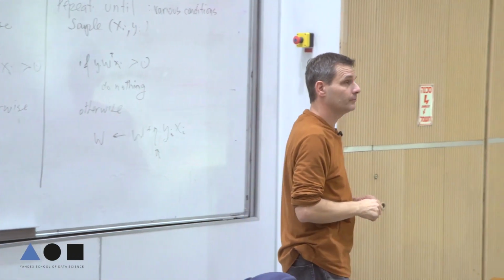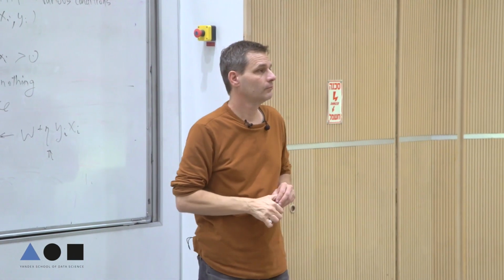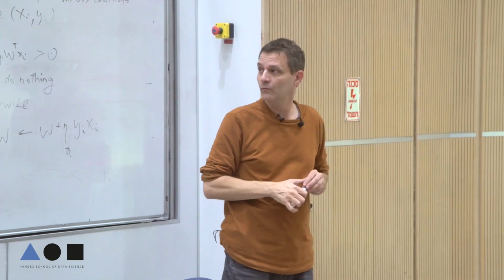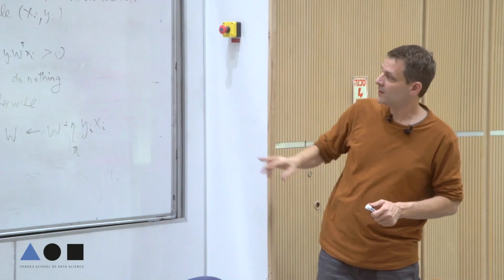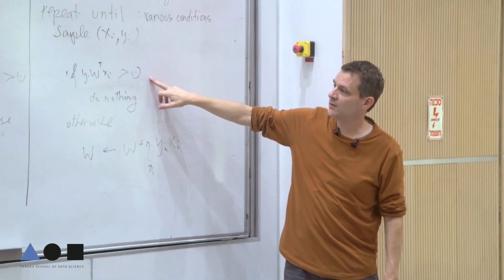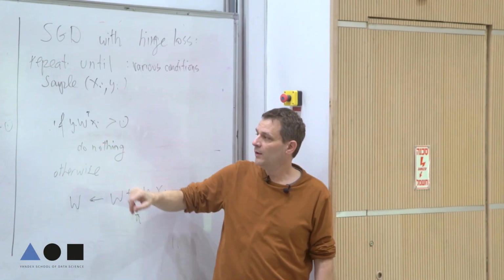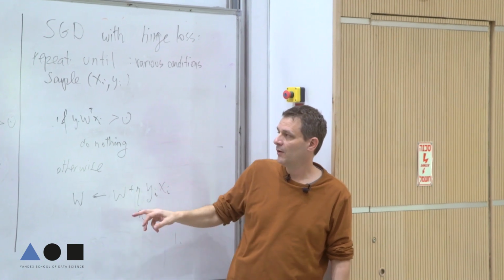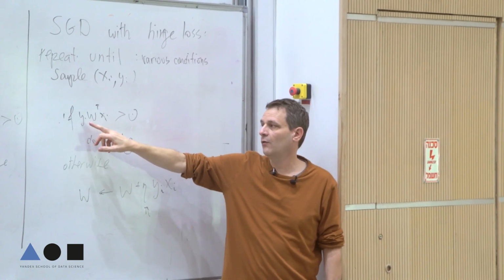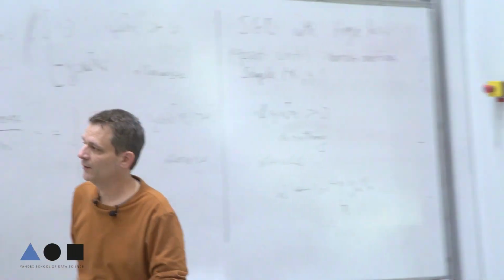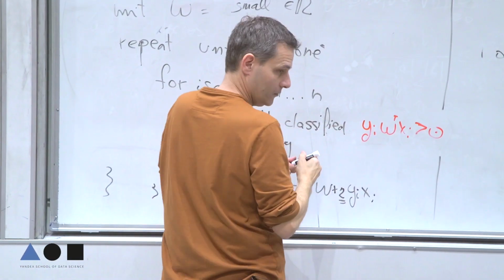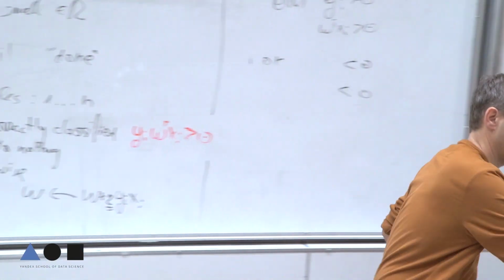Here you don't have a different loss for positive or negative. Well, the condition is identical. You only make a change based on the sign of y_i w transpose x_i, the same as here. This is actually the same.